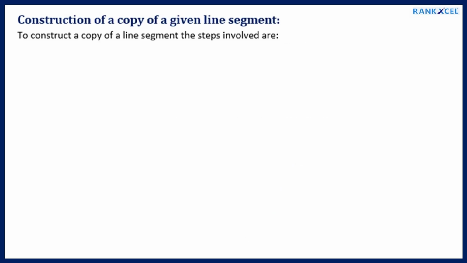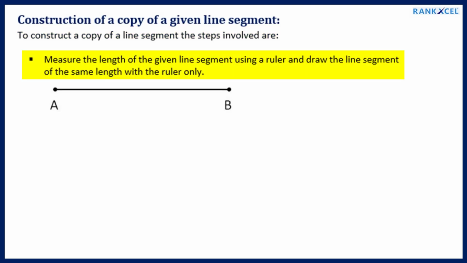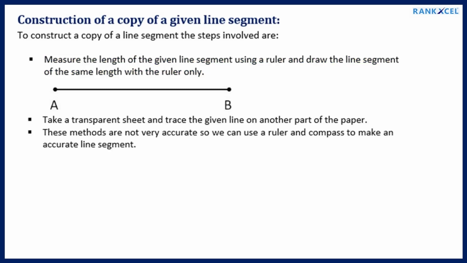Construction of a copy of a given line segment. To construct a copy of a line segment, the steps involved are: measure the length of the given line segment using a ruler and draw the line segment of the same length with the ruler only. Take a transparent sheet and trace the given line on another part of the paper. These methods are not very accurate, so we can use a ruler and compass to make an accurate line segment.